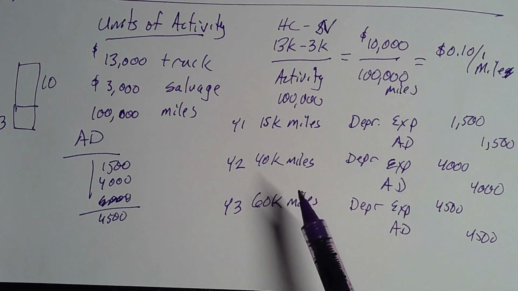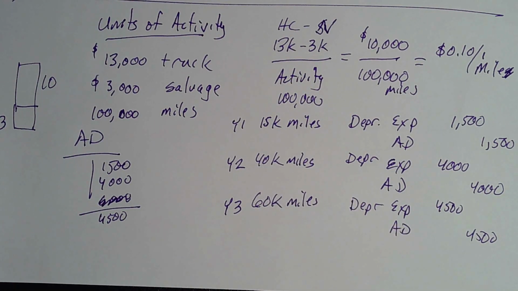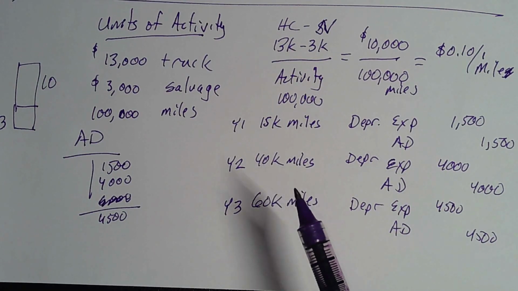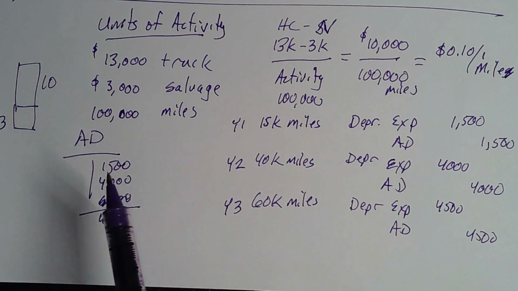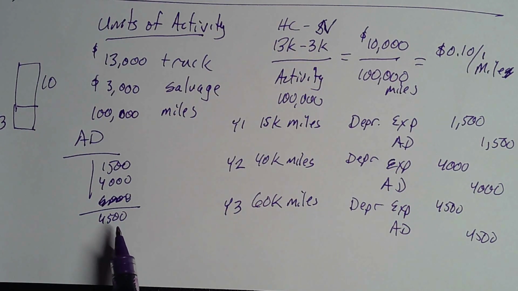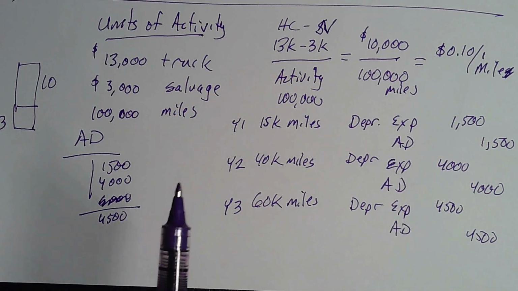So maybe we ended up using it a whole lot more of that. And if we continue to use this truck for time afterwards, we don't have to depreciate it anymore. It just sits on the books as an asset of 13,000 and accumulated depreciation of 10,000, meaning a book value of 3,000.